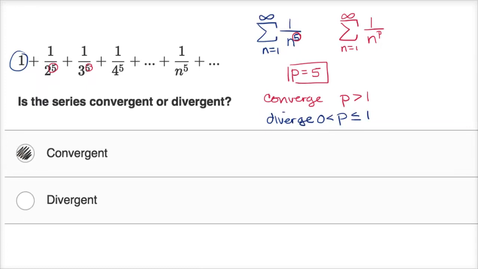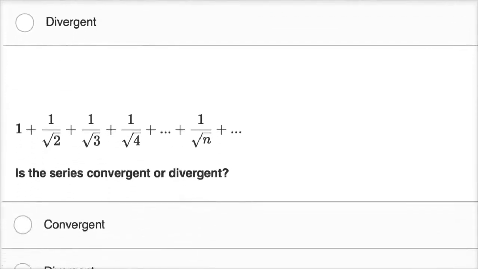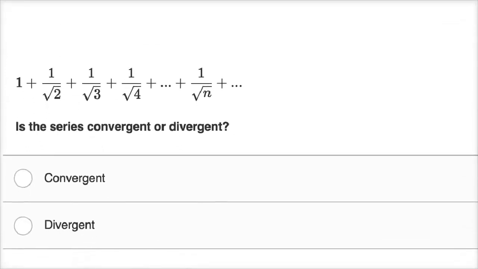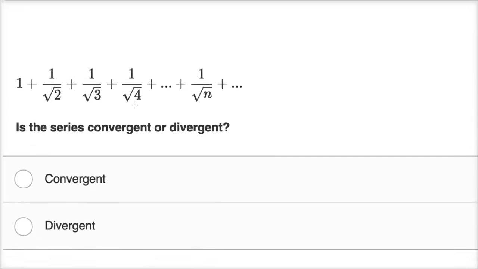Let's do another one of these. All right. So here, you might again recognize this as a p-series. Let me rewrite this infinite sum. So this is the sum from n equals 1 to infinity of 1 over, let's see, we have square root of 2, square root of 3. So you could view this as 2 to the 1/2, 3 to the 1/2, 4 to the 1/2. So it's 1 over n to the 1/2.